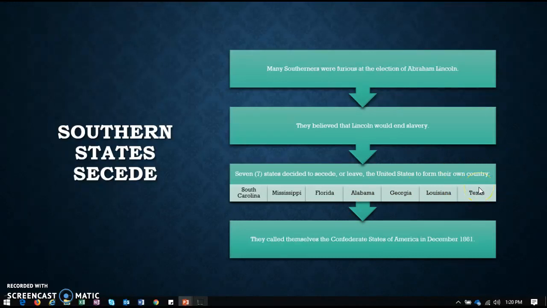Okay? And what these 7 states do is they then form their own country, their own government, and they called themselves the Confederate States of America in December 1861. Now, Lincoln's not happy about this. A lot of other people aren't happy about this, but we're not at the war part yet. We're going to see next week when we talk about the Civil War how the Civil War breaks out and how that plays out. All right?